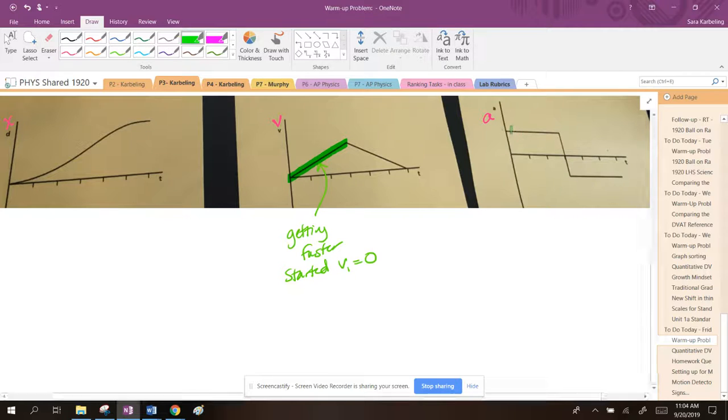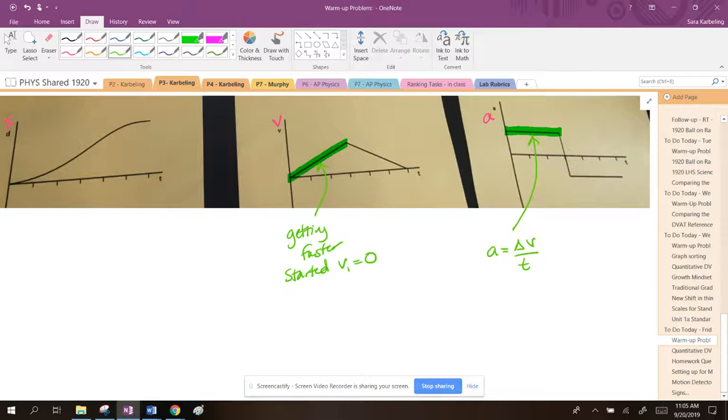As it's getting faster, what does that mean about its acceleration? Is it accelerating? AJ says yes. Why do you say yes? Because it's on the positive value of the acceleration graph. Yeah, because it shows it, right? Remember, acceleration is change in velocity over time. The velocity is changing in the positive direction, like it's getting bigger and bigger. So that means your change in velocity is positive, which means your acceleration is going to be positive as well. So you got a positive acceleration, getting faster and faster and faster.